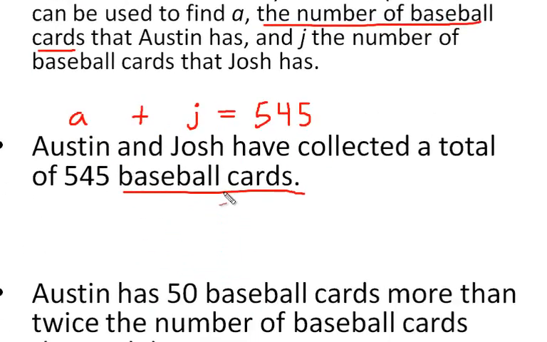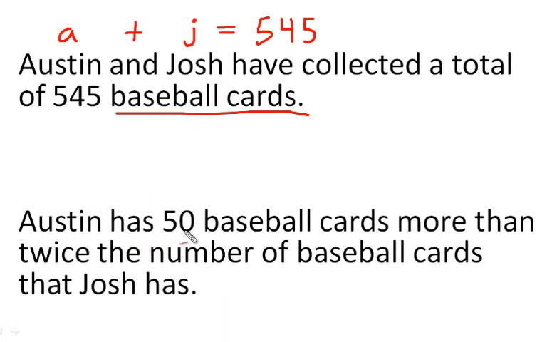Okay, now let's look at the second part of information. It says Austin has 50 baseball cards more than twice the number of baseball cards that Josh has. So the number of cards that Austin has, A, is equal to 50 baseball cards more than twice the number of baseball cards Josh has. Austin has twice the number of cards that Josh has, so we can multiply J times 2.